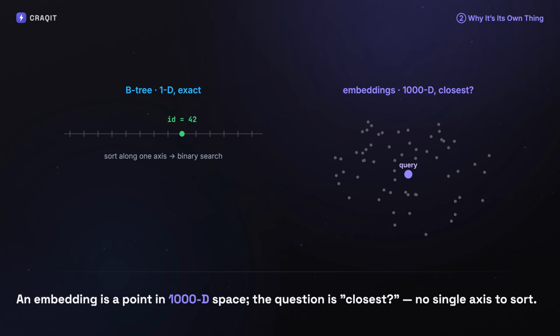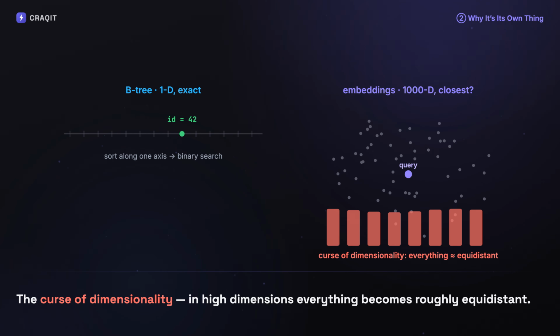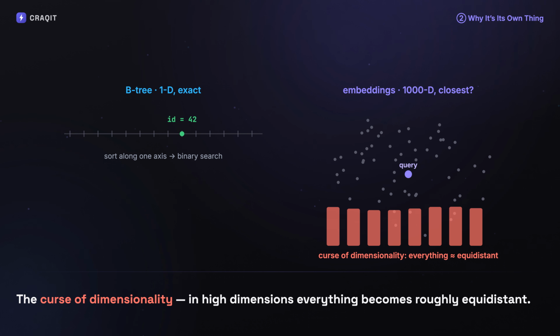And here's the deeper reason it's genuinely hard. A thing called the curse of dimensionality. In high-dimensional space, intuition breaks. Volume concentrates in the corners. Distances between points bunch up, and everything becomes roughly equidistant from everything else. The geometry that makes low-dimensional search easy simply stops working. So you need purpose-built index structures designed from scratch for approximate nearest neighbor in high dimensions.